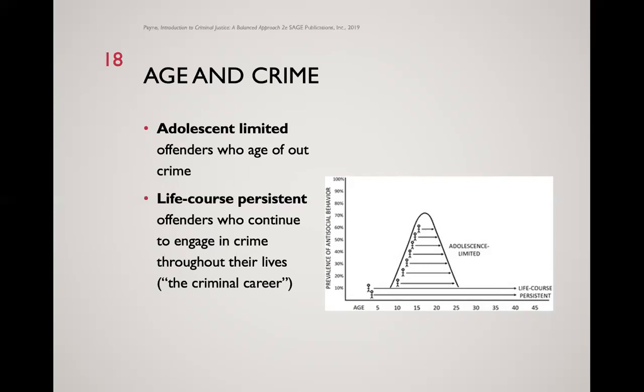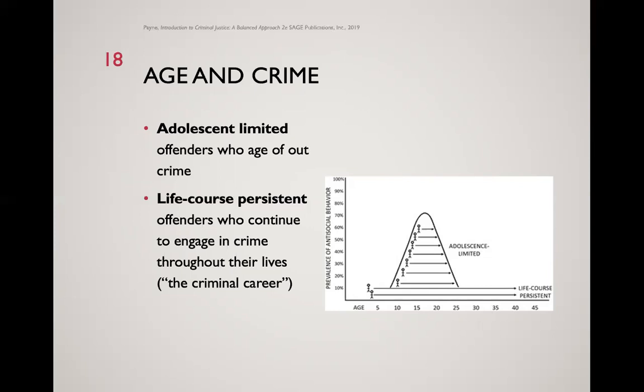On the other hand, well, real quick, these are the offenders who age out of crime. So like I said on the previous slide, that's a terminology that you're going to hear a lot when it comes to the age crime curve and life course criminology. They age out of crime. The maturation hypothesis. They get too mature and they realize this is stupid. Why am I doing this?